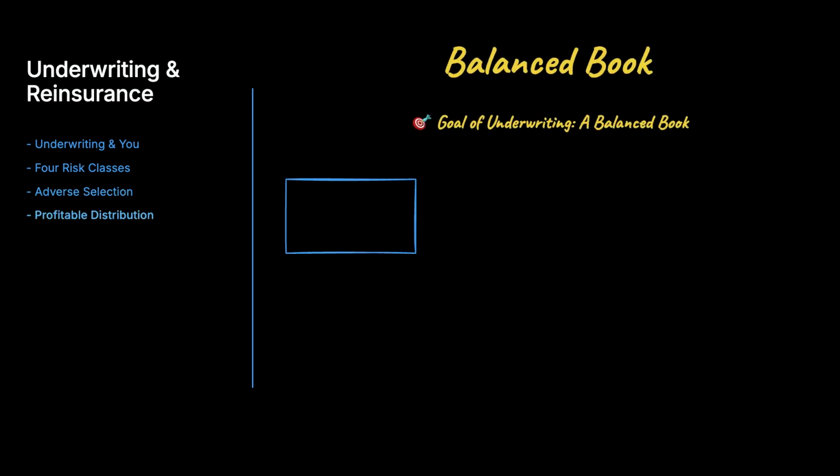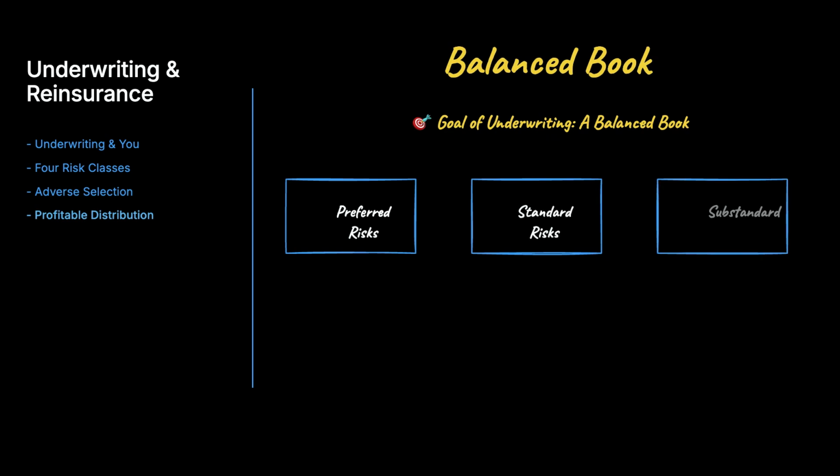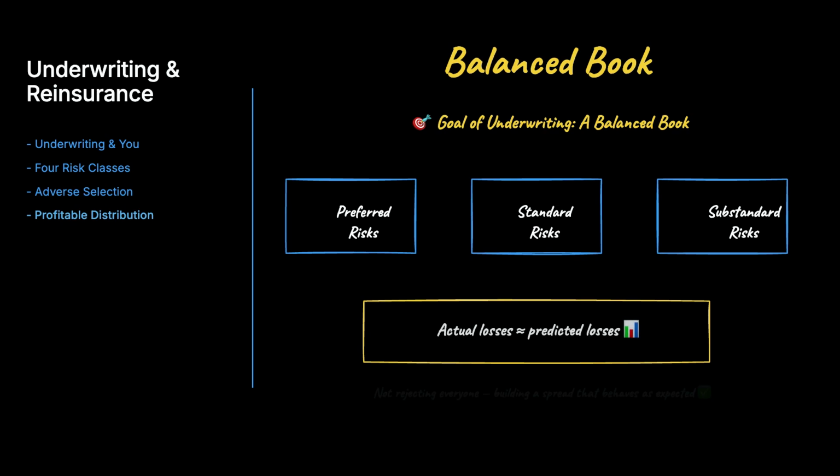The healthy opposite of adverse selection has a name too: a profitable distribution of exposures. The insurer writes a balanced spread of preferred, standard and substandard risks, so actual losses land about where the math predicted. This is the true goal of underwriting: not to reject everyone, but to build a balanced book that behaves itself.